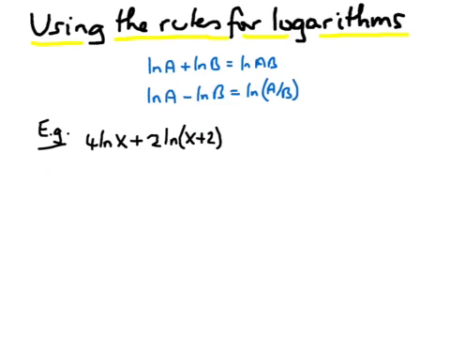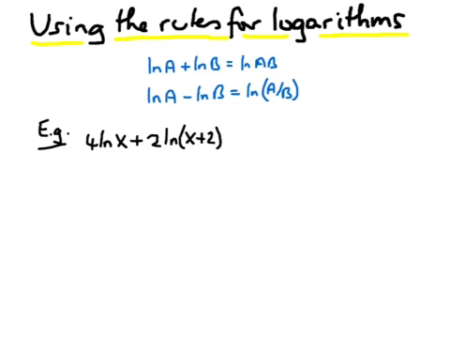So I've written two of our rules for logarithms here, and here is an example: 4 log x plus 2 times the logarithm of x plus 2. And when we want to combine these, presumably using this rule, since there is a plus sign here and a plus sign here, what we have to notice is that the numbers in front are not the same. And if the numbers in front are not the same, we cannot use this rule.